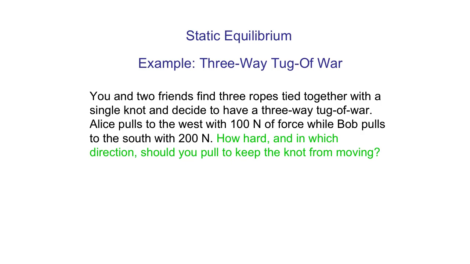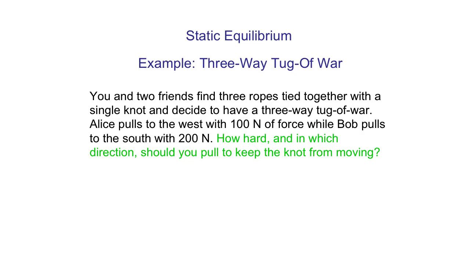You and two friends find 3 ropes tied together. Right? You were just walking through campus, and, oh, there's 3 ropes tied together. Let's see what happens when we pull on them. There's a single knot in the middle, and you decide to have a 3-way tug of war. You see who's the strongest. Alice pulls to the west. Which way is west? Quick. Good, okay, got it. We're going to call that west for now. We can assign plus or minus x, whatever we want later. Alice pulls to the west with 100 newtons of force, while Bob pulls to the south with 200 newtons. How hard and in which direction should you pull as the third person to basically keep this thing from moving?